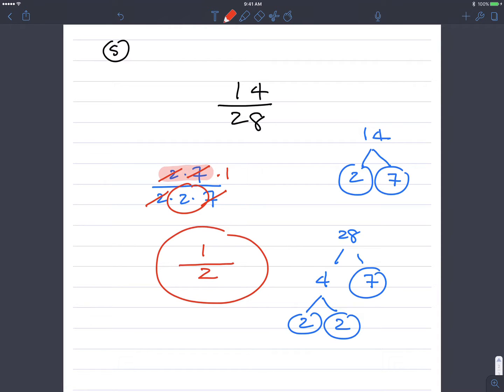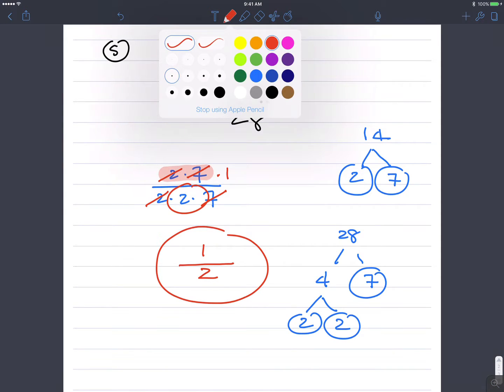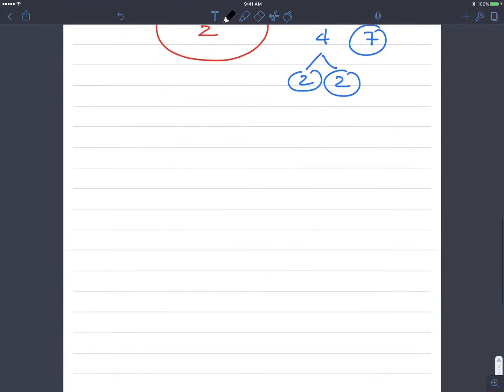That's what we're doing here in this worksheet. We're using factorization, factor trees, and prime factorization. Write every number as a product of its building blocks, its primes, and then cancel. That's our technique here. So this is number 5.